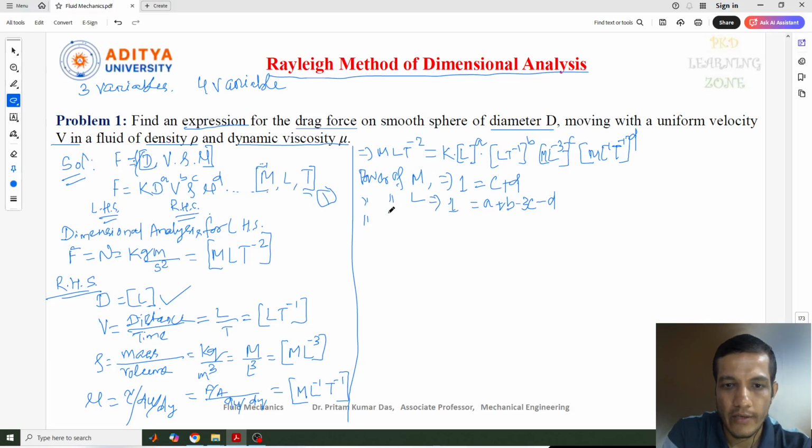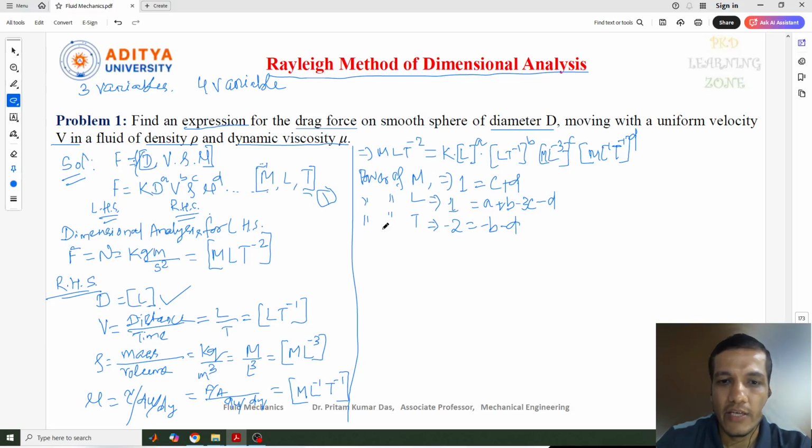Similarly, we need to write the power of t. Again t, if you see on the left hand side it is minus 2, and on the right hand side what is the value of t? Minus 1 into b, so we can write minus b, and t in the last term is minus 1 into d, so this is minus d. So this is the comparison between the left hand side and right hand side, of all these powers.